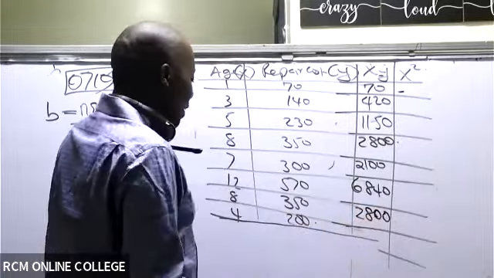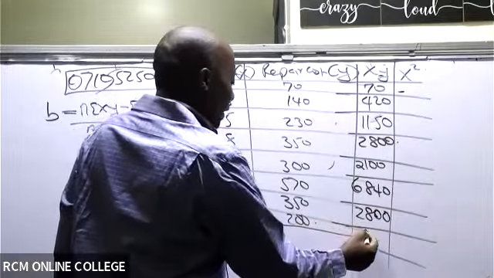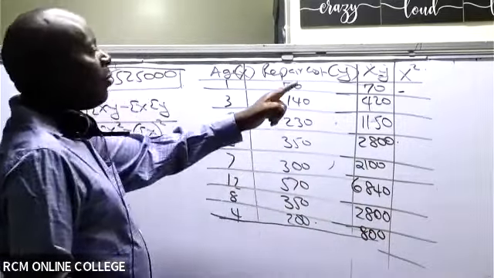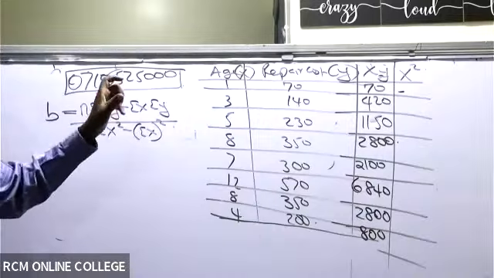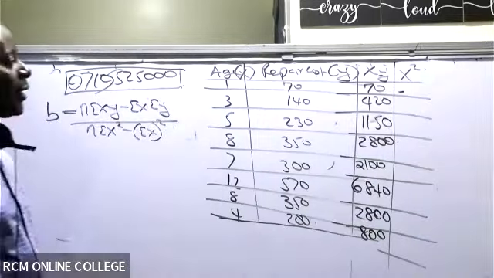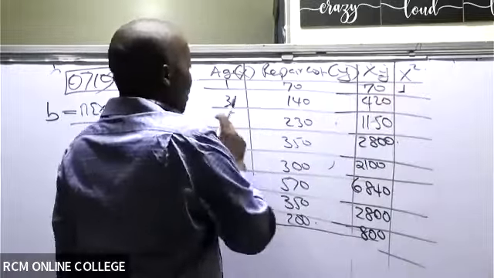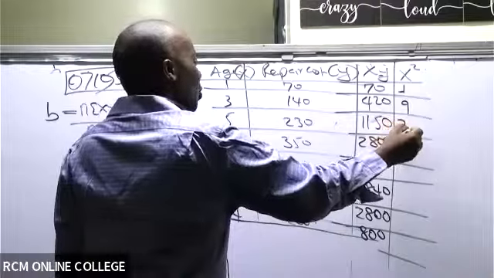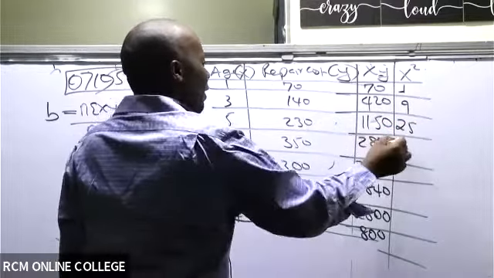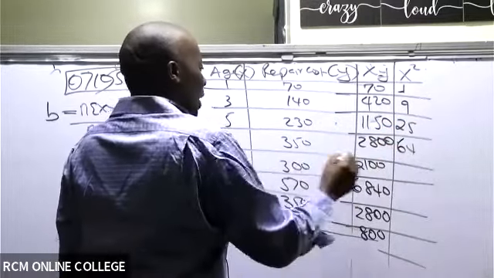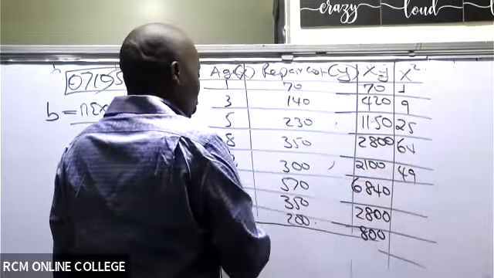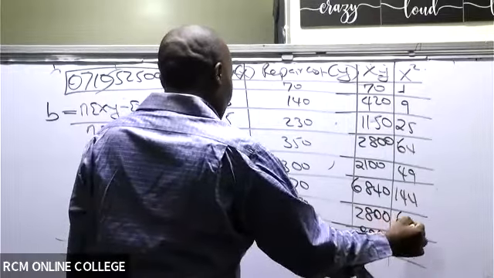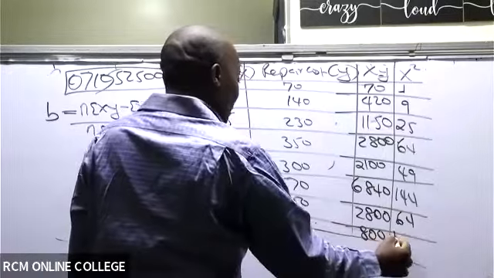And then lastly, we have 4 times 200. This gives me 800. How about the column of x squared? Simply use your calculator there. So 1 squared gives me 1. 3 squared gives me 9. 5 squared gives me 25. 8 squared gives me 64. 7 squared gives me 49. 12 squared gives me 144. 8 squared gives me 64. 4 squared gives me 16.